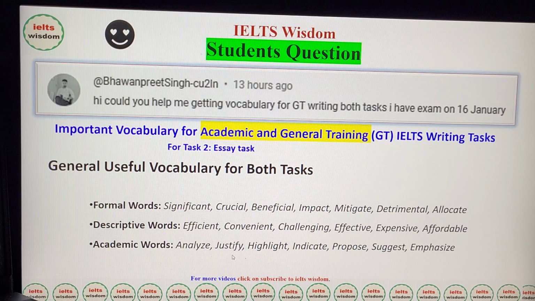Okay, so these words are academic words which you need. These are formal and descriptive words for both, and academic words specifically for your table are: analyze, justified, highlight, indicate, purpose, suggest, emphasize. So these words are very important for your vocabulary, from the point of view of both journal and academic students. Please learn this, practice this.